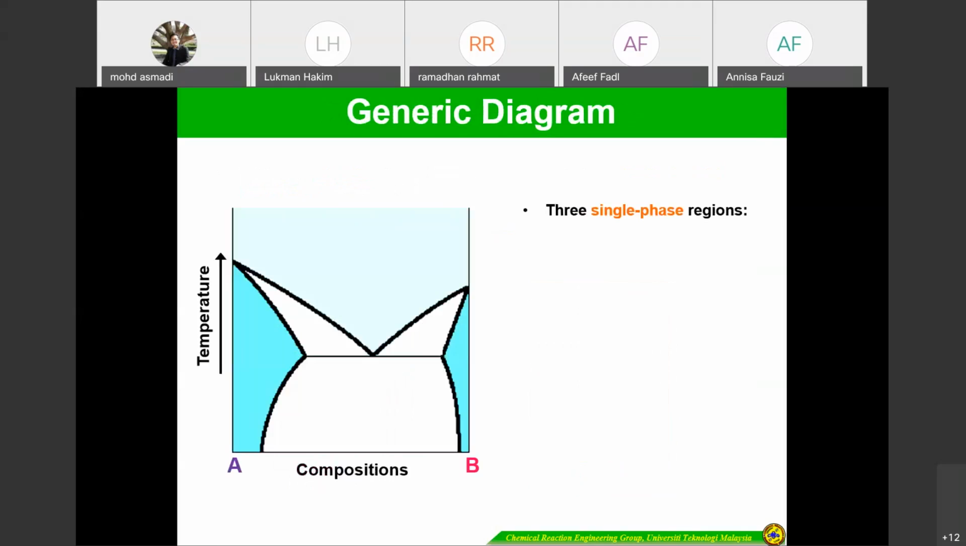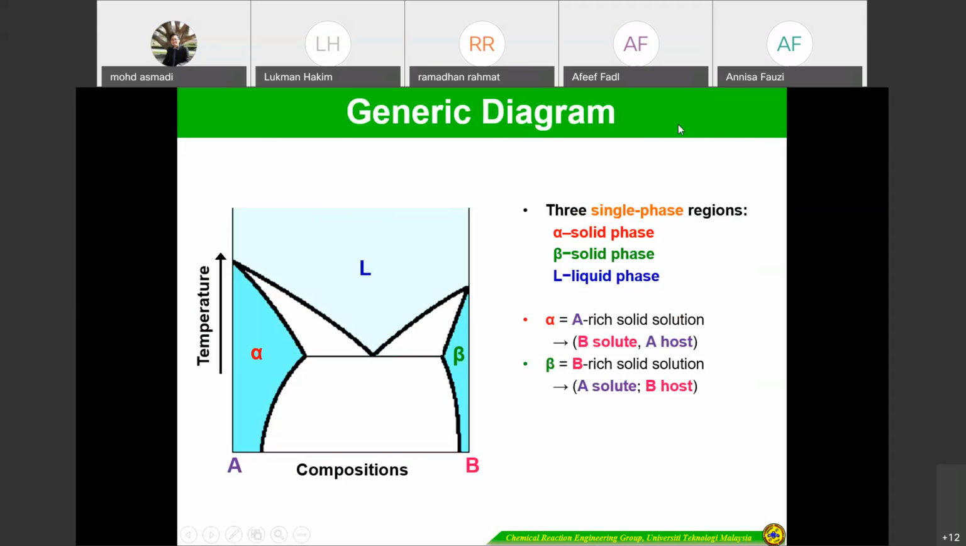Okay, so there are three single phase regions, if you look here. Here is alpha on top. The left side is the solid alpha phase. This one, in blue, is liquid, L. And on the right side is the solid phase beta. So this is the boundary.